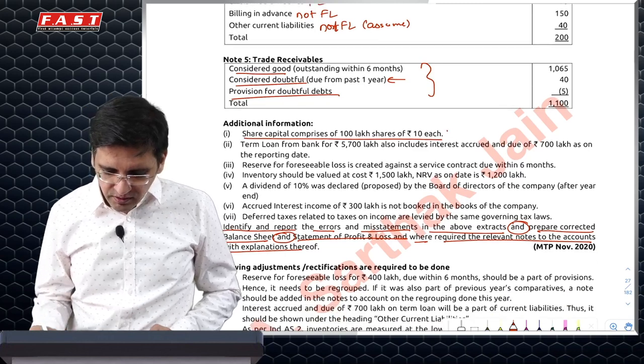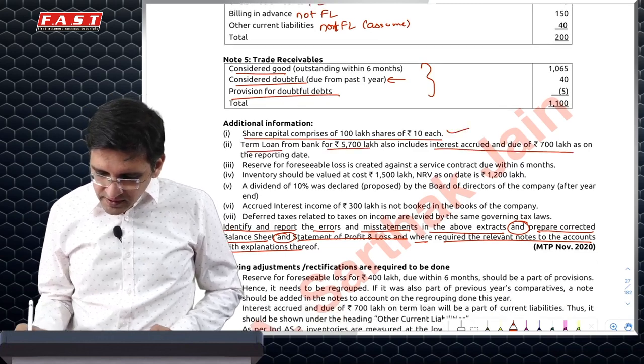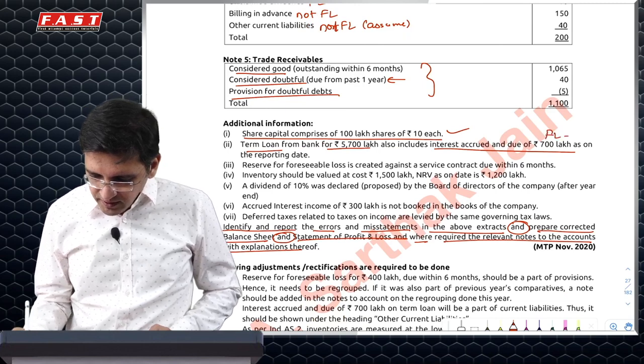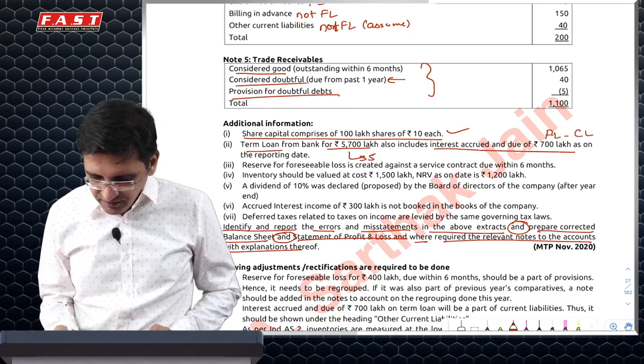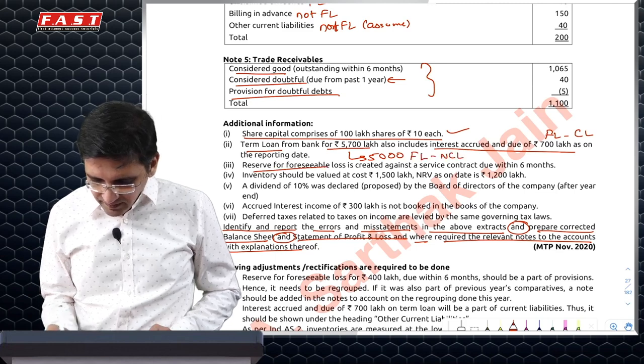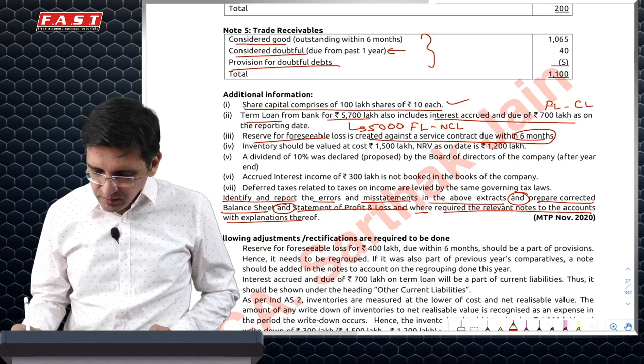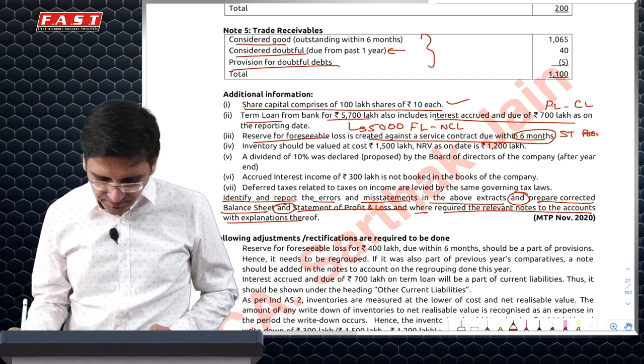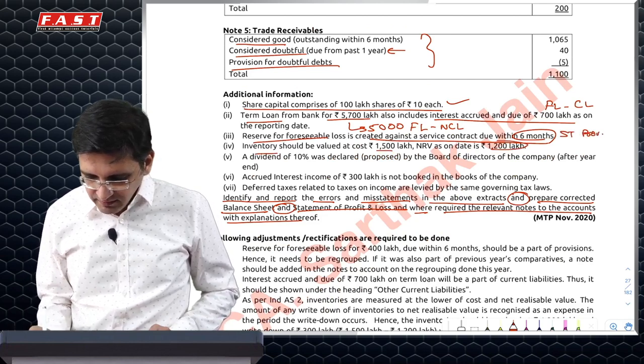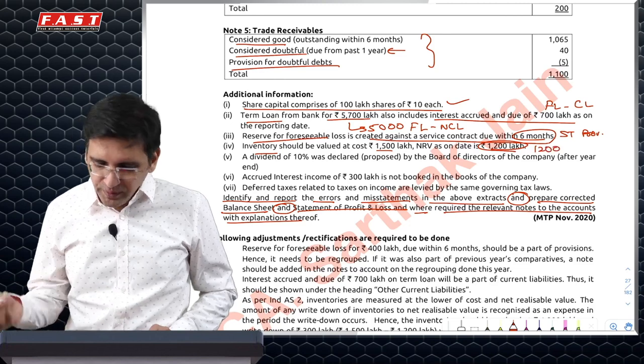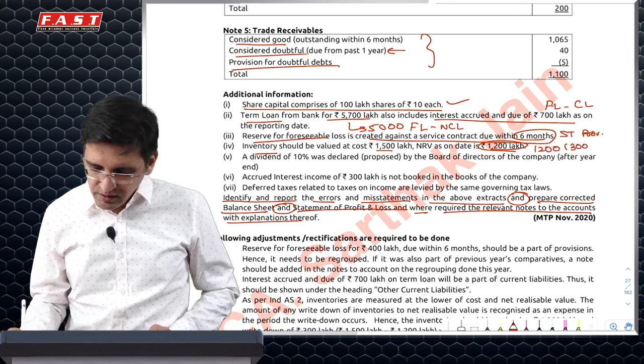You'll have to give a disclosure of number of shares. 700 will be financial liability under current liabilities. Balance 5,000 would be financial liability under non-current liabilities. Service contract due, so it will be a short-term provision. Inventory is recognized at 1200, to be recognized at 1200, 300 loss to be recognized.